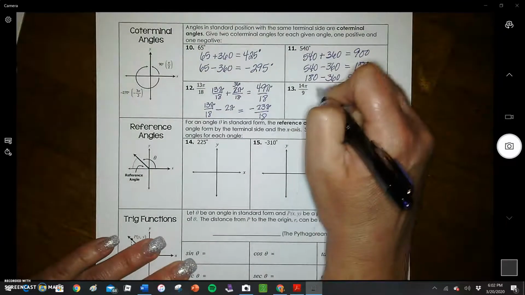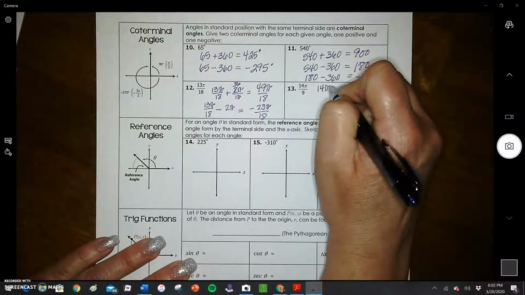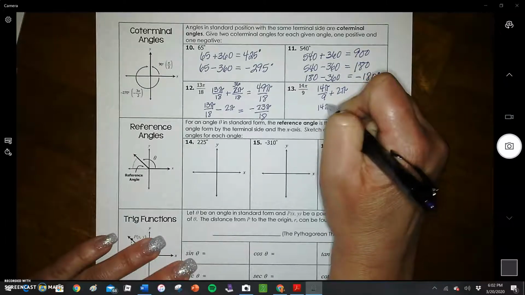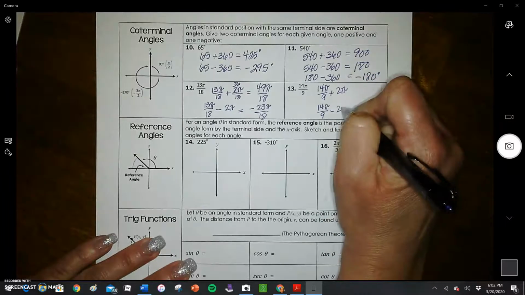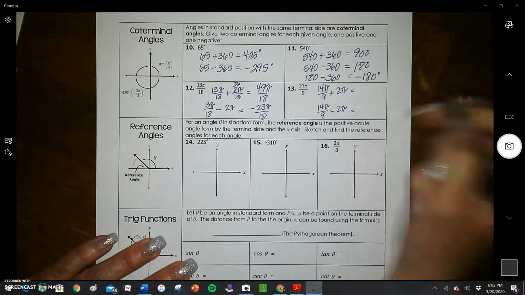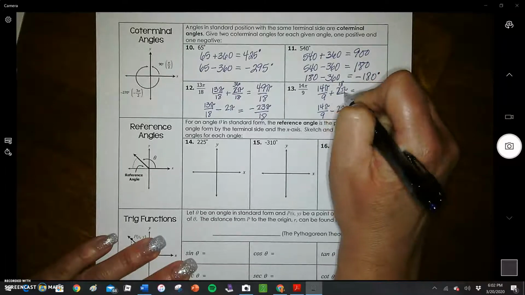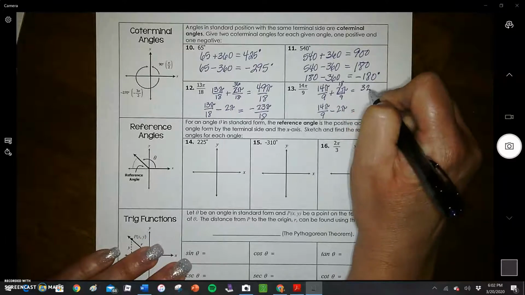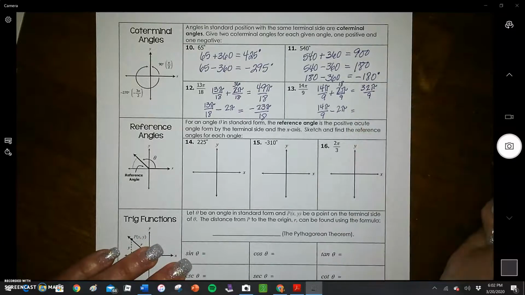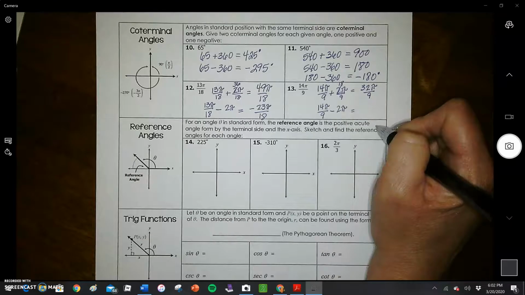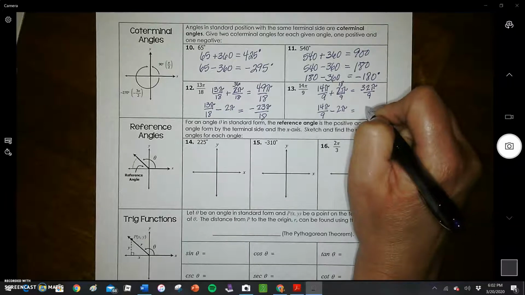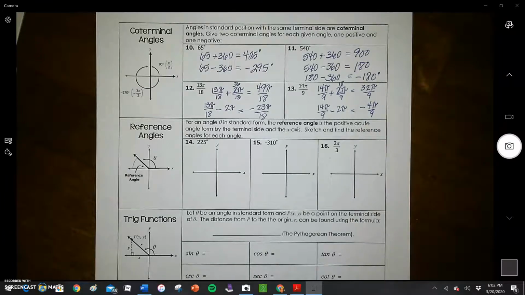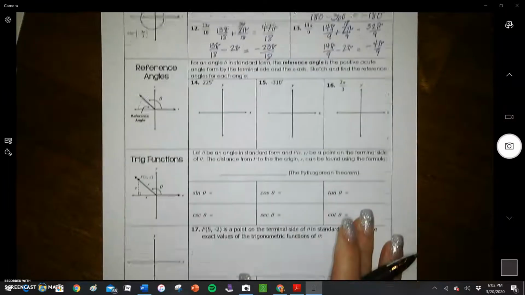Let's do it again. So 14 pi over 9, I'm going to add 2 pi, and then we're going to subtract 2 pi, okay? This time our denominator is a 9, so I'm going to change this to 18 pi over 9. 14 plus 18 is going to give me 32 pi over 9. And when I change this one, 14 minus 18 is going to give me a negative 4 pi over 9, okay? All right, let's talk about reference angles.